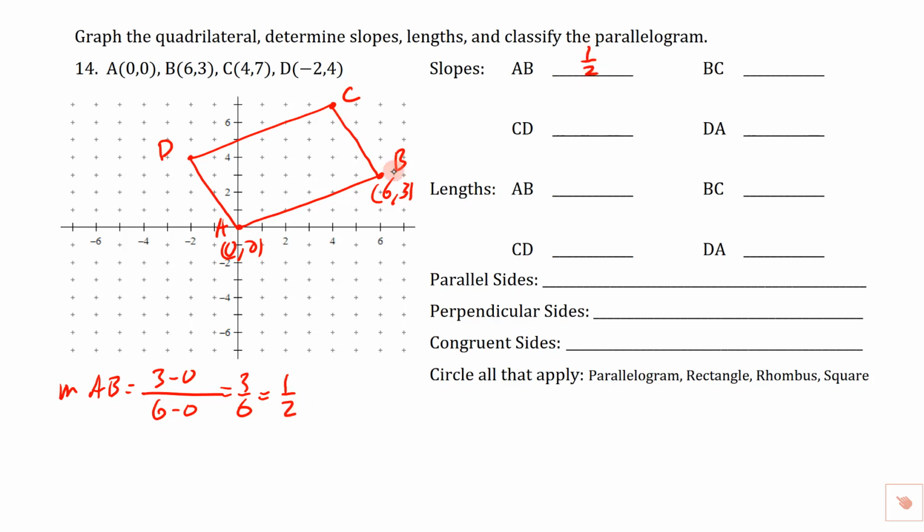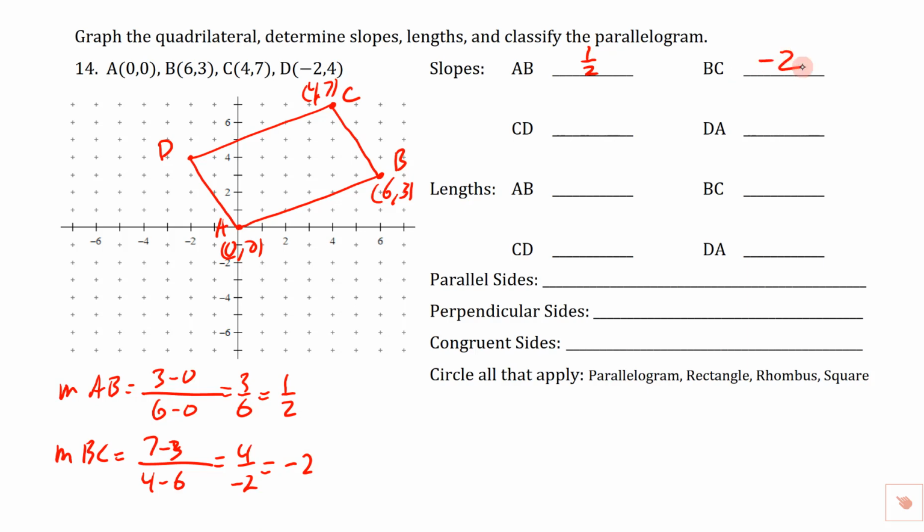And then I'll do C and B, so BC if we want to call it that, and this is 4, 7. So the slope of BC is going to be y2 minus y1, so 7 minus 3, and then 4 minus 6. So we get 4 over -2, so we end up with -2. So the slope for BC is -2.